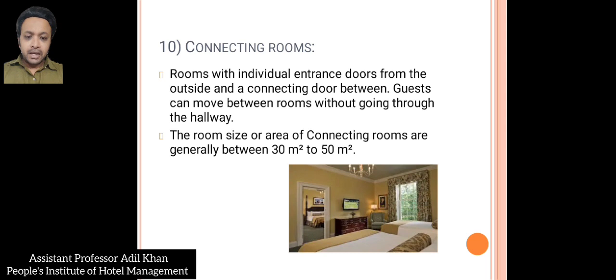The 10th room is connecting rooms. Rooms with individual entrance doors from outside and a connecting door between. Guests can move between rooms without going through the hallway, which is called connecting rooms. The room size or area of connecting rooms is generally between 30 square meters to 50 square meters.